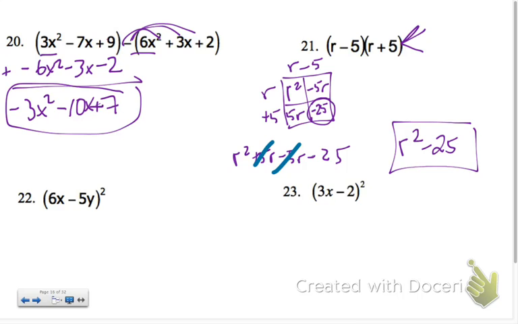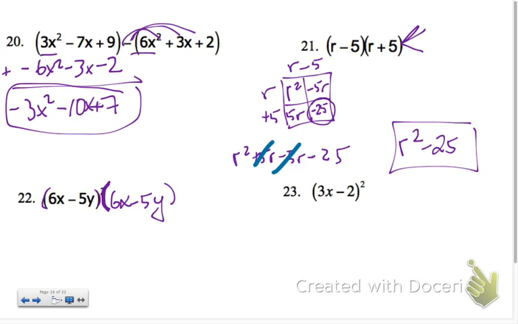Alright, so with these ones, you do not just distribute the exponent. Don't just square this and square that and call it a day. This little guy here means that whatever is in the parentheses, you have to multiply by itself. So really this means 6x minus 5 times 6x minus 5y. Right? Multiply it by itself twice.